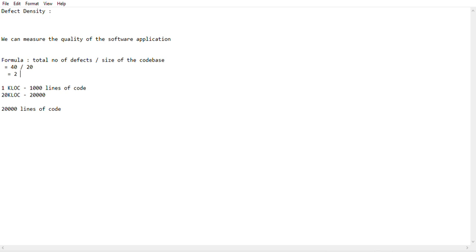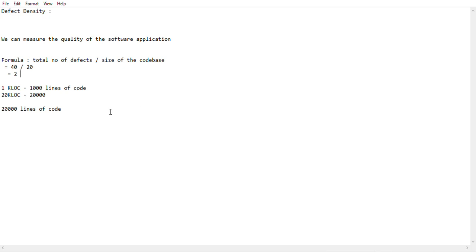In this way we can identify the defect density for the other modules also. That is a simple formula: total number of defects which you are finding divided by size of the code base. Size of the code base means the number of lines of code which the developer has written to implement that particular module. Suppose they have written 20,000 lines of code and we got 40 defects. So 40 divided by 20, the defect density for the first module would be 2.